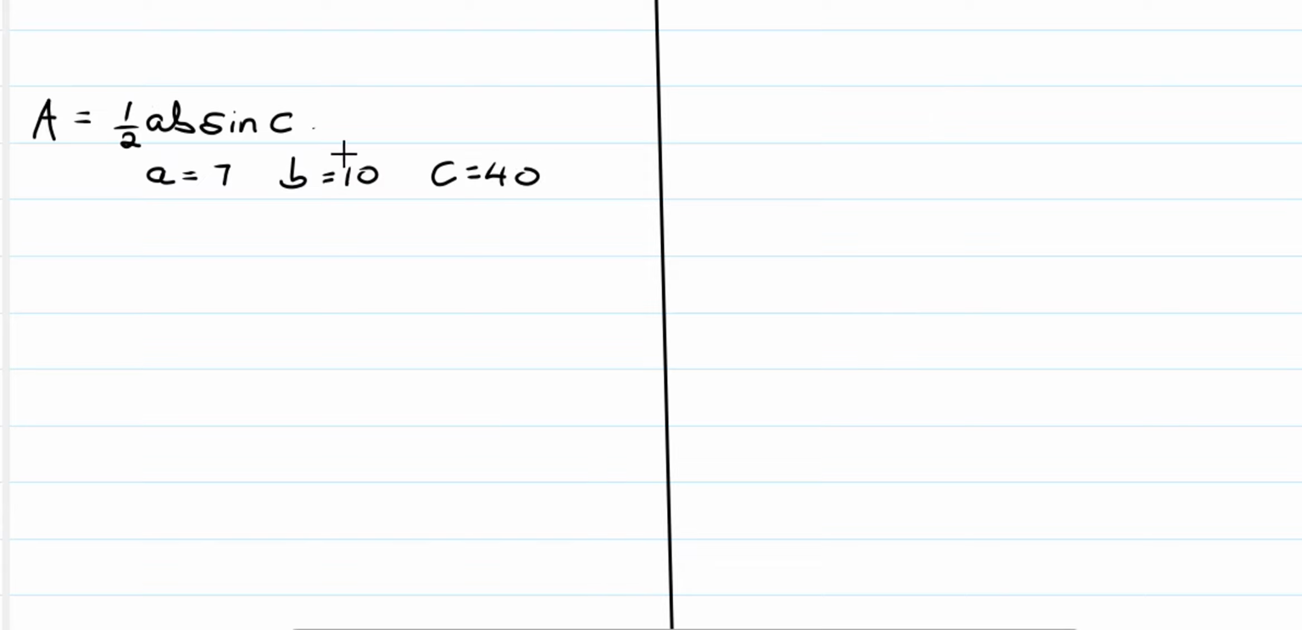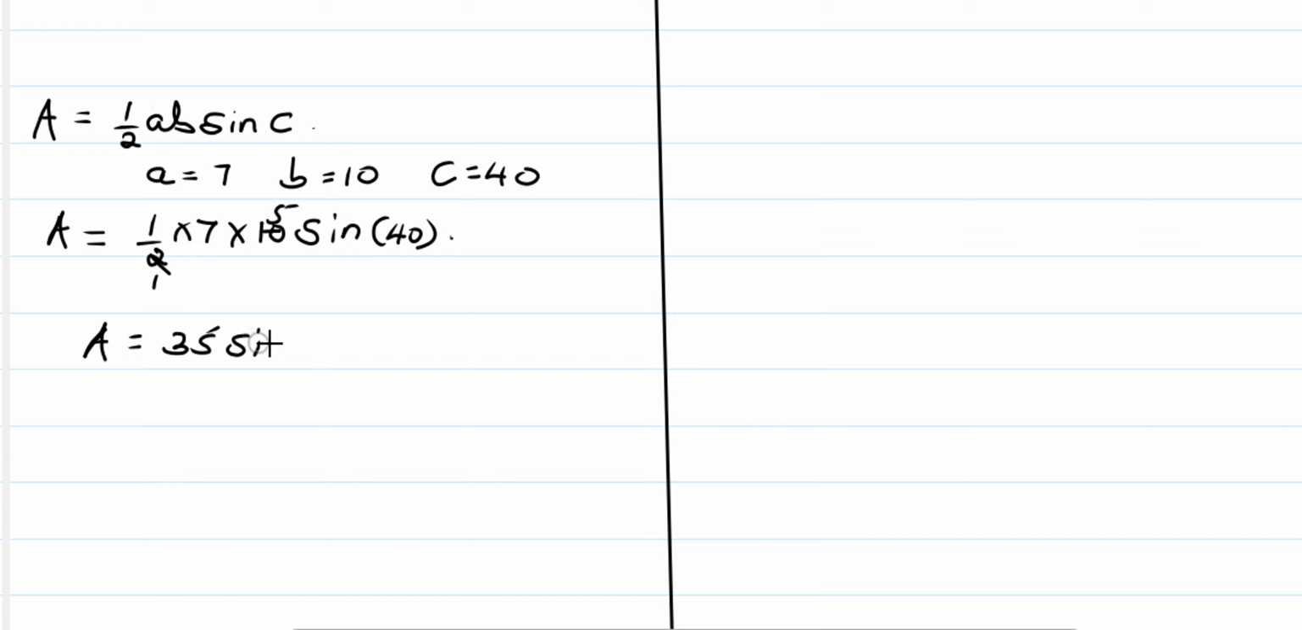So we need to replace all these values in the formula. So the area of that triangle will be half of A, which is 7, multiplied by B, which is 10, then sine of C, where C is the angle. Then from there, I can just divide 10 by 2, which is 5. Then take this 7 multiplied by 5 is 35. So the area will be 35 sine of 40 degrees.